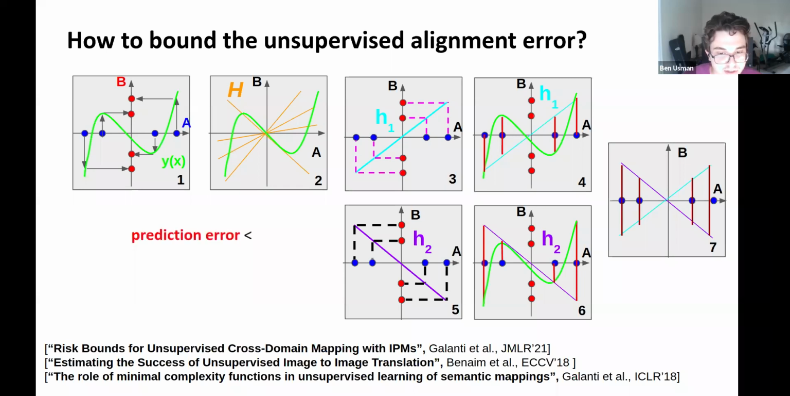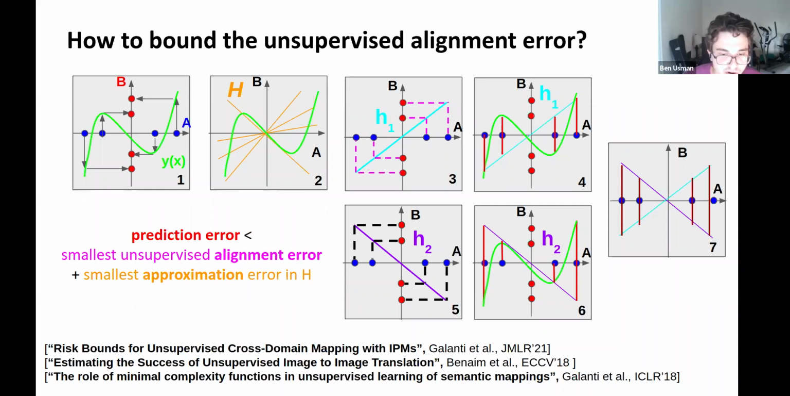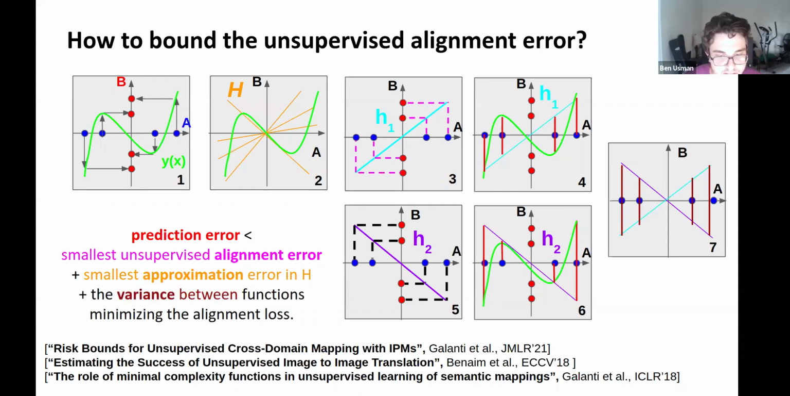To summarize, they show that the overall expected prediction error of function h1 chosen from a specified hypothesis class H is bounded by the lowest possible alignment error, which is almost 0 in my visualization because h1 manages to map A to B quite well. The smallest possible approximation error of y of x with functions from the hypothesis class H, which is relatively high in this example because orange linear functions cannot approximate the green function well. As well as the most interesting part, the variance between all hypotheses in the hypothesis class that deliver this low alignment error on our dataset.